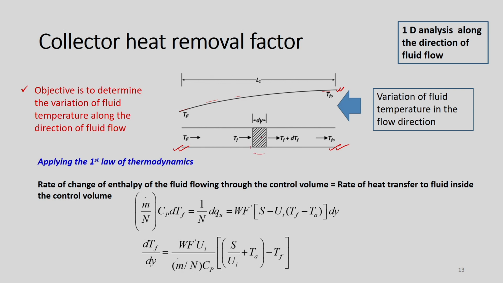So, if we consider a small control volume here, okay, this is a control volume. So, dy is the thickness, right, and if we apply the first law of thermodynamics, that is, the rate of change of enthalpy of the fluid flowing through the control volume is equal to the rate of heat transfer to the fluid inside the control volume. Okay. So, if we use this first law of thermodynamics, then it will be something like this, because we know Q is equal to m Cp dT. Since we are dealing with n number of tubes attached in a flat plate collector, n has to be considered here. And this Q we represent in terms of Tf. So, our expression will be something like this. So, we can write dTf by dy will be something like this, right. Now, we can derive the expression.